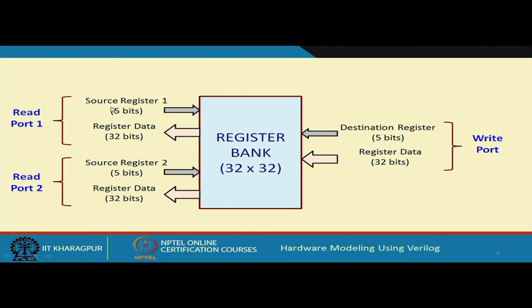Once we have specified the register number, we can read the register and the data will be available over these 32 bits. On the other side, when you are writing, you have to specify which register you want to write, that is again 5 bits, and the actual data you want to write, 32 bits. So, there are 2 read ports and 1 write port.